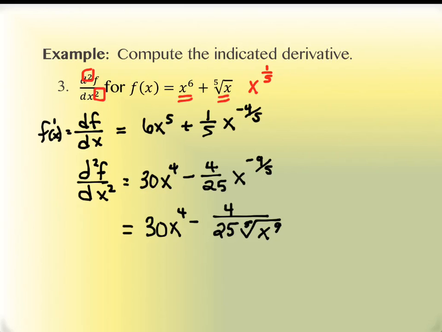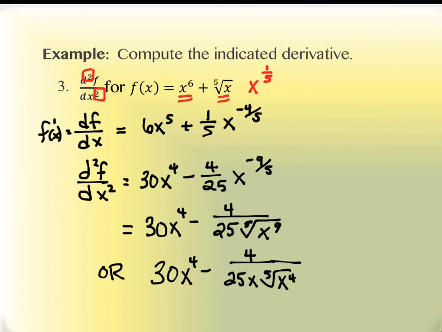You can leave it like that if it doesn't bother you to have the x to the 9th, which is a bigger value than the 5th root underneath there. Or if you're looking in the back of the book, what you may see them do is write down still the 30x to the 4th. They may actually write 4/25 x times the 5th root of x to the 4th. And that's just a simplification of radicals. I'm not asking that you have to do that. But if you're looking in the back of the book, you should be able to recognize that that's the same thing.